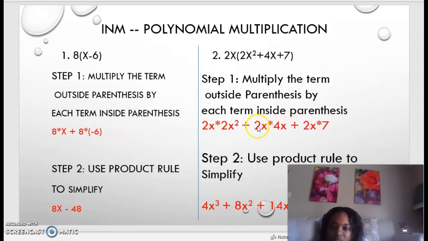Next, we have 2x times 4x. So 2 times 4, again, we multiply the coefficients. 2 times 4 is 8. Keep the letter the same, just x. And then the exponents get added. So again, here we have two different ones where we don't see an exponent. But again, this is 1x, so the exponent is 1. This is 1x, so the exponent is 1. So 1 plus 1 would be 2 here. So 8x squared is the result of this multiplication. And then this last multiplication, we have 2x times 7. 2 times 7 is 14. Bring the x down because we don't have any other letters except x. So that's what our final answer would look like for number 2.